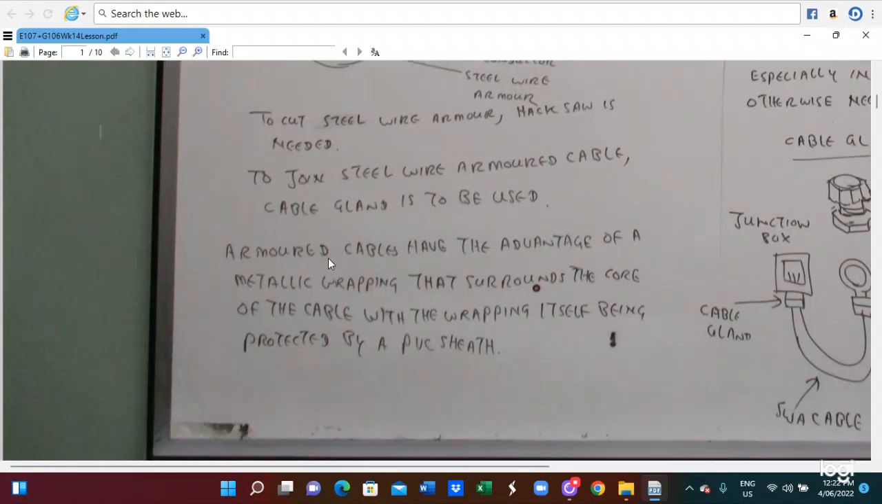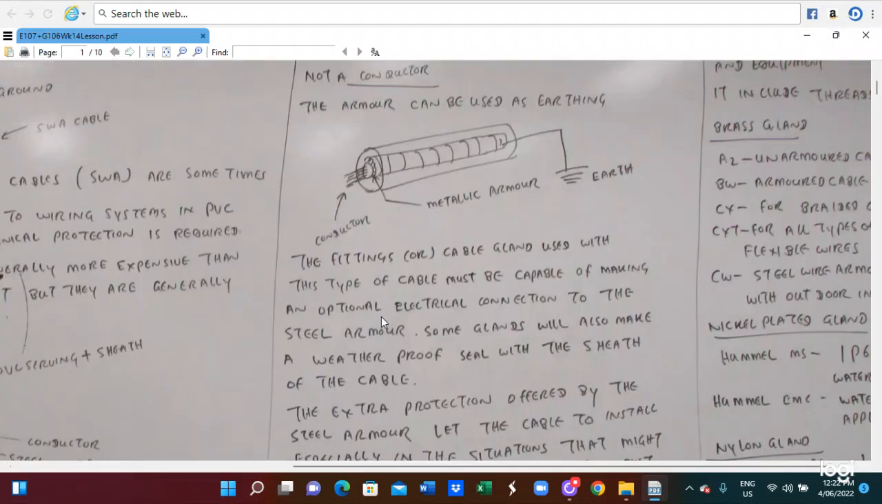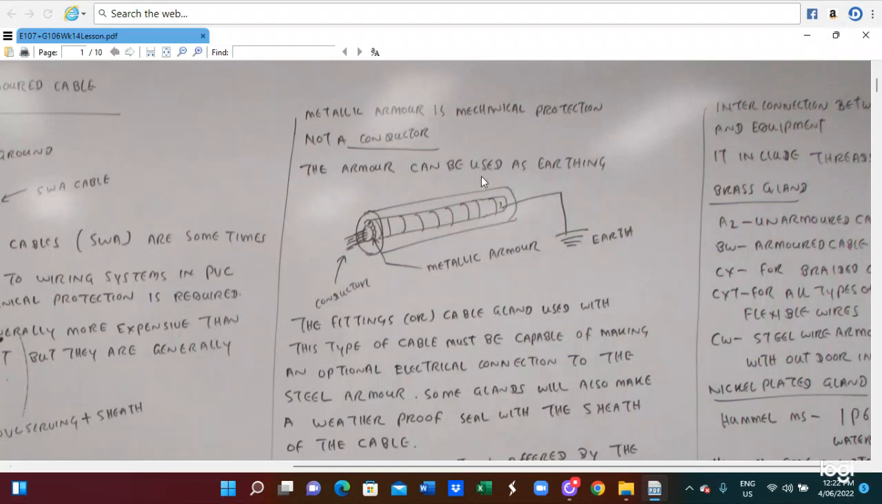Armor cables have the advantage of a metallic wrapping that surrounds the core of the cable, with the wrapping itself being protected by the PVC sheath. So this is as a construction term. The metal armor is a mechanical protection, not a conductor. So this armor can be used as an earth. So here is a conductor, here is the metal armor, connected to the earth.